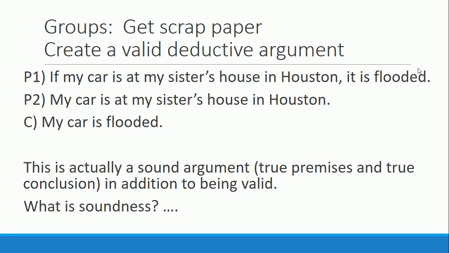All right, premise 1. If my car is at my sister's house in Houston, then it is flooded. Premise 2. My car was at my sister's house in Houston. Conclusion, therefore my car is flooded. So, this is actually a deductive valid argument. It's actually called modus ponens. If P then Q, P therefore Q. So that is a sound argument too.